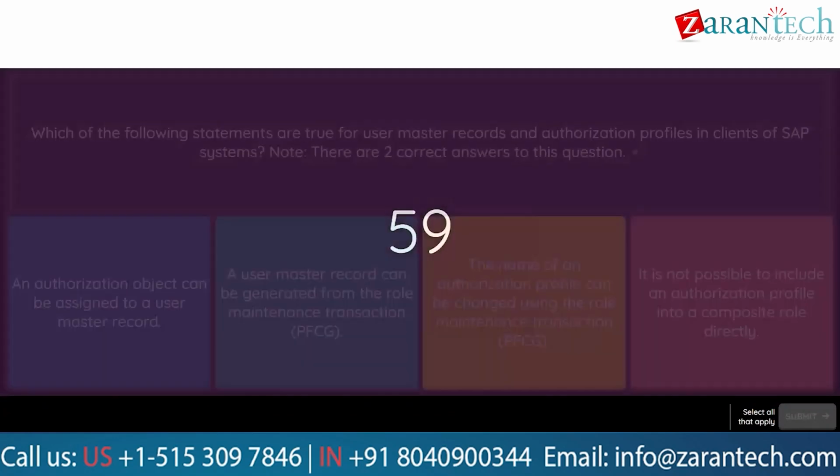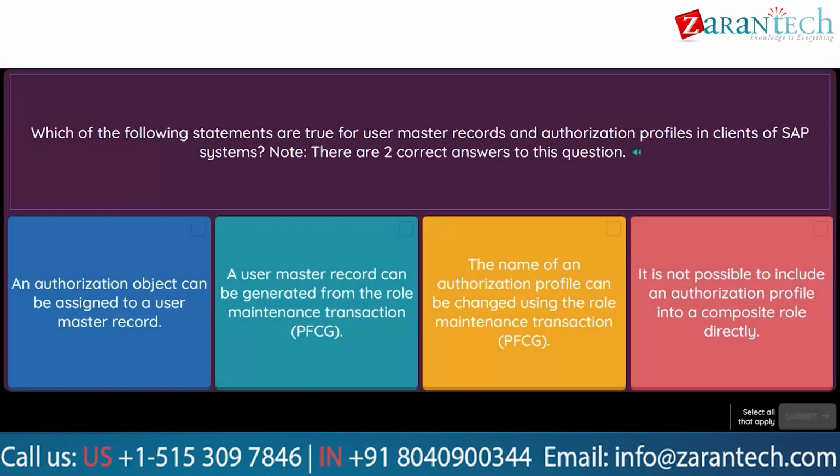Question: which of the following statements are true for user master records and authorization profiles in clients of SAP systems? Note, there are 2 correct answers to this question. Option 1, an authorization object can be assigned to a user master record. Option 2, a user master record can be generated from the role maintenance transaction, PFCG.